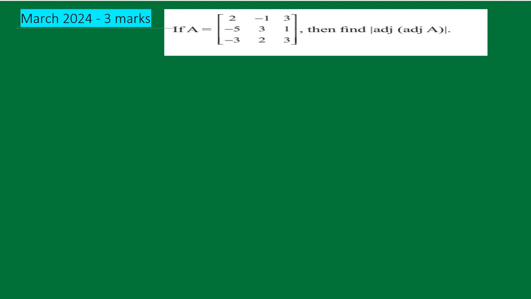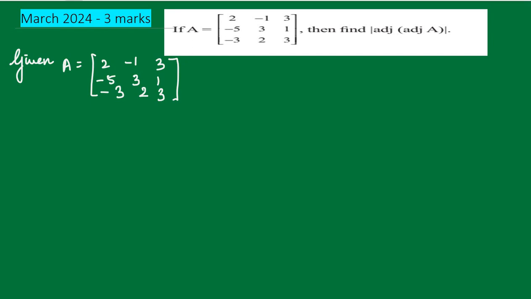Hi students, this video covers the previous year questions from the first chapter, applications of matrices and determinants. Given A is equal to the matrix with rows 2, minus 1, 3; minus 5, 3, 1; minus 3, 2, 3. This is a 3-mark question under the compulsory problem. So this is the given matrix.